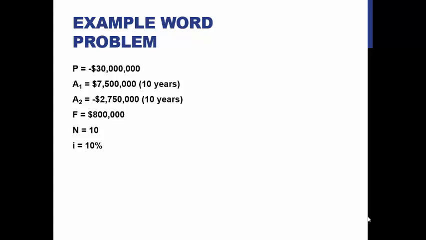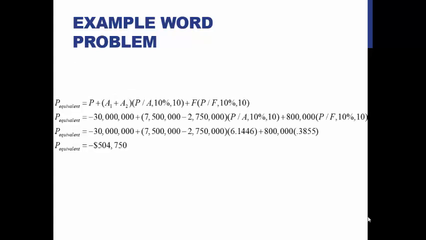Final value of $800,000, 10 years, and 10% discount rate. So the present equivalent value of that is going to be our P, our present value, plus the value of A at a 10% discount rate for 10 years.